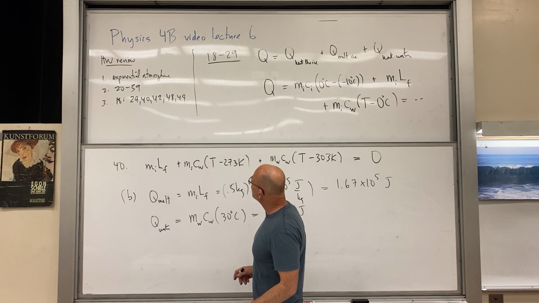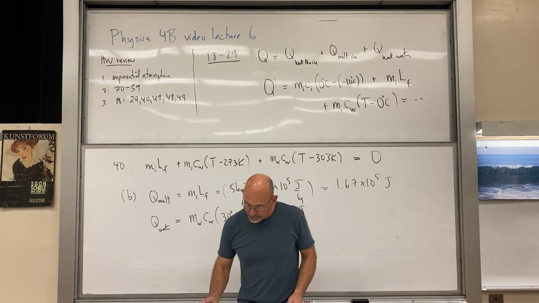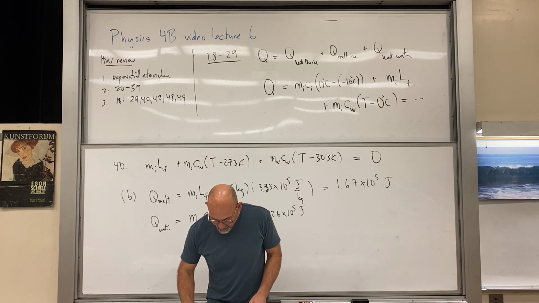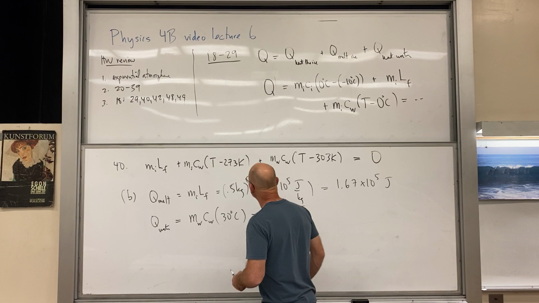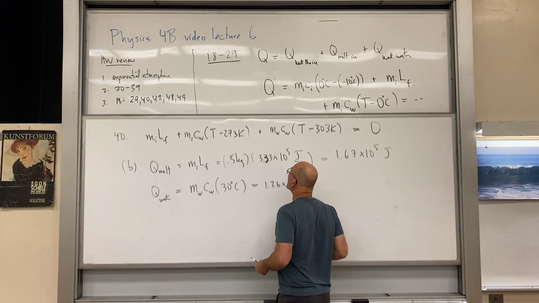And what else do we have here? 42, 48, and 49. So 42 is just a calorimetry problem. No latent heat of fusion. But yeah, since someone wanted that, I'll write it down.